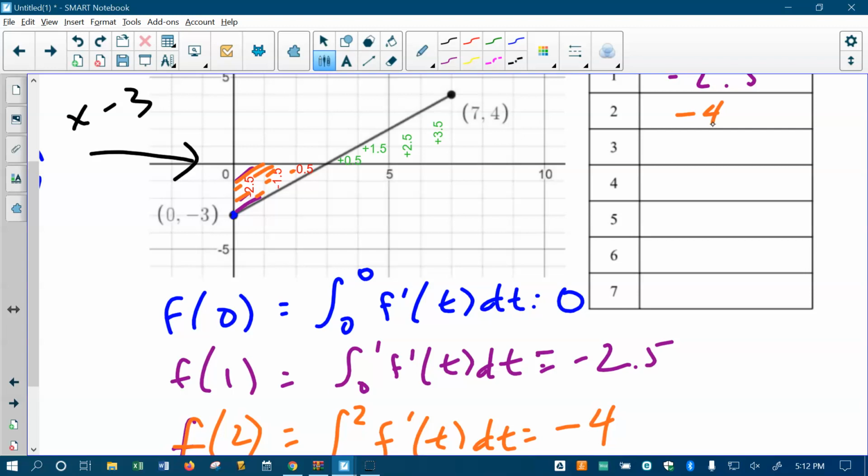For f of 3, again, we're just adding on more to that. So for f of 3, you're going to go ahead and add on this little triangle, which is going to be minus another 0.5, which gets us a negative 4.5. Please complete the rest of the table. Pause the video, complete the rest of the table on your own.